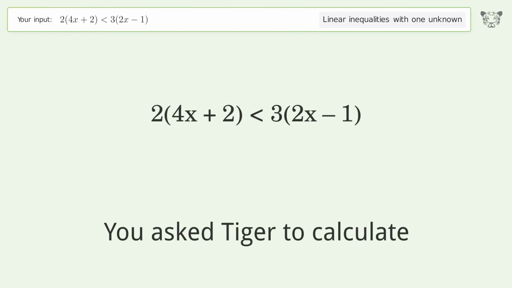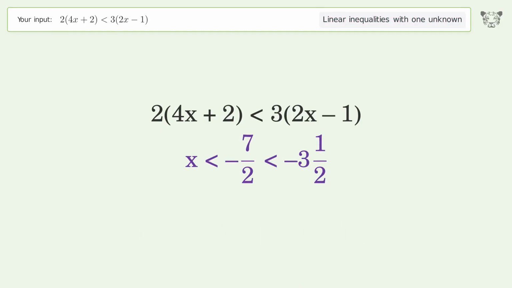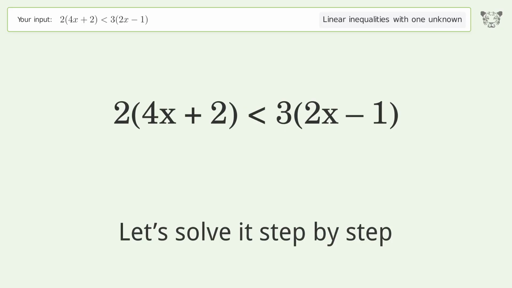You ask Tiger to calculate. This deals with linear inequalities with one unknown. The final result is x smaller than -7/2 smaller than -31/2. Let's solve it step by step.